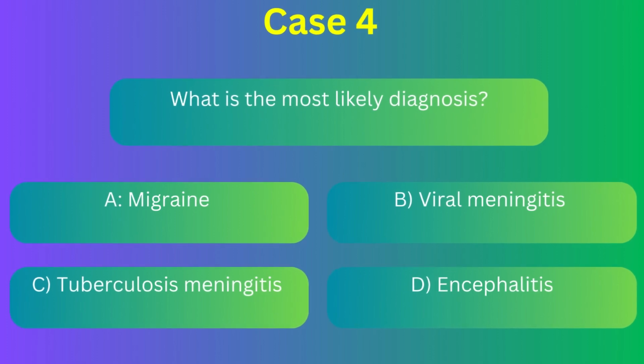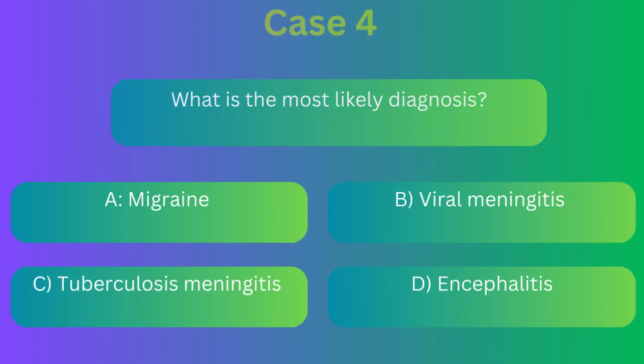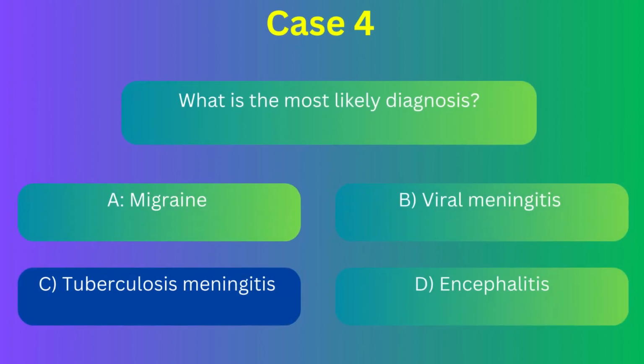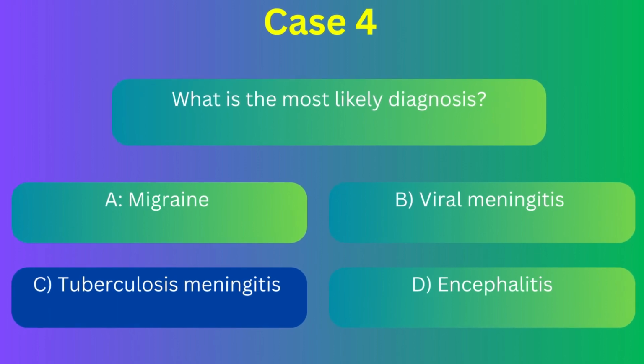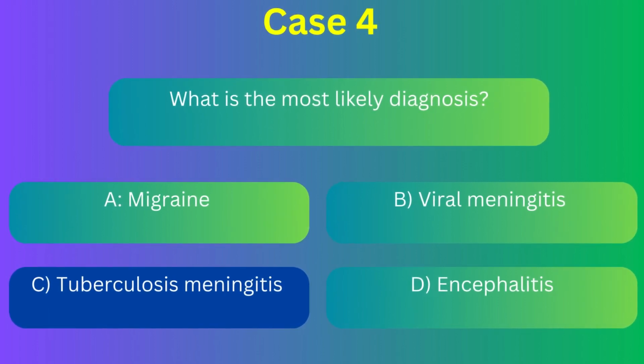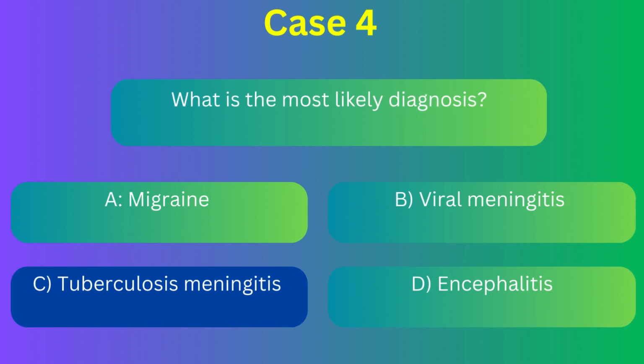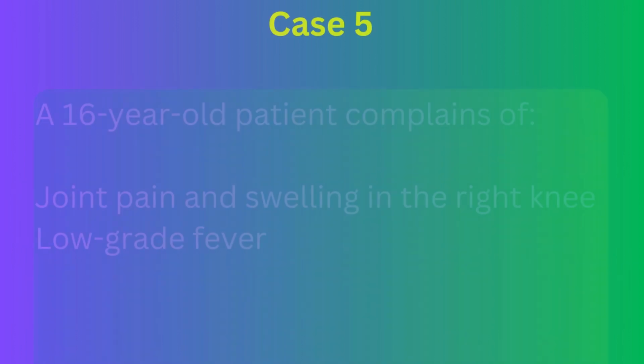A. Migraine. B. Viral meningitis. C. Tuberculous meningitis. D. Encephalitis. Correct answer C. The clinical presentation and cerebrospinal fluid findings are characteristic of tuberculous meningitis, a form of central nervous system involvement by TB.